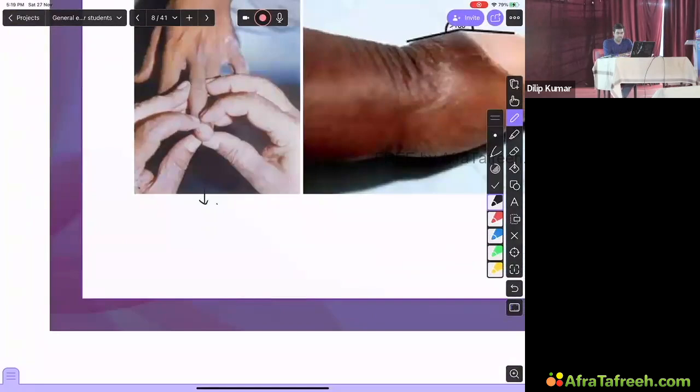What are you trying to do here? So you're trying to do the fluctuation test here. That's you're testing for the softening of the nail bed. You're trying to test for fluctuation. Very difficult to pick up. Honestly, it's not at all easy.